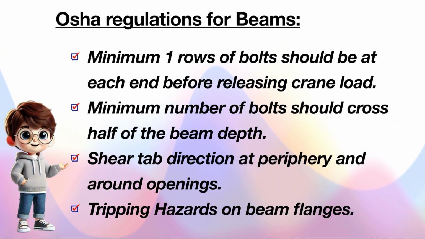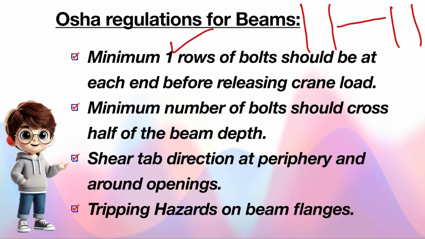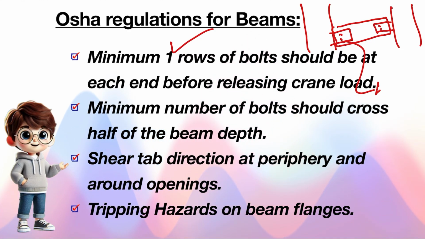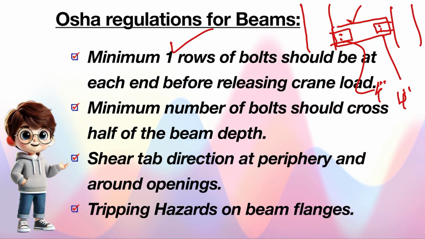At both ends of the beams, there should be 1 row of bolts minimum before releasing the crane load, which means if this is one column and this is another column and in between there is a beam, let's say, with a shear tab connection. Let's say this connection has 4 rows and this also has 4 rows. They'll lift the beam and keep it in place using the crane, and before releasing the crane they'll install the first bolt here and first bolt here, and then they will release the crane. Okay, and then they will install the remaining bolts.